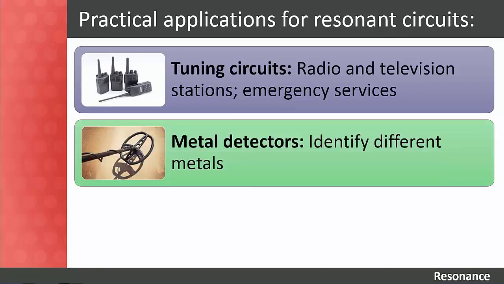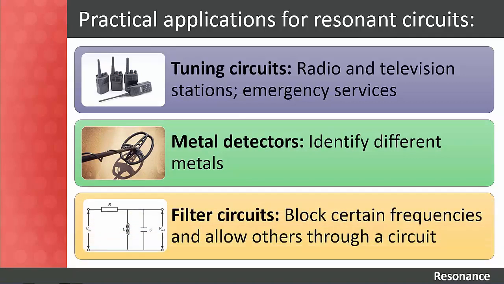Metal detectors. Every metal has its own resonant frequency. RLC circuits are used to identify such metals. Filter circuits. These circuits are used to block certain frequencies and allow others through a circuit.